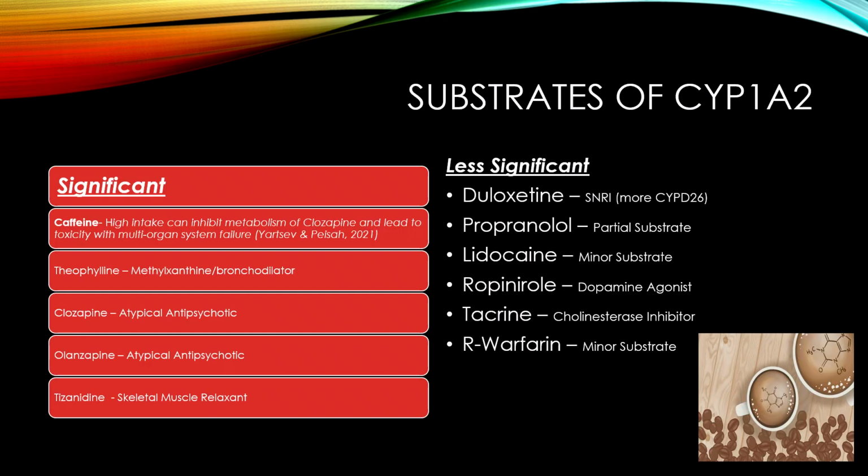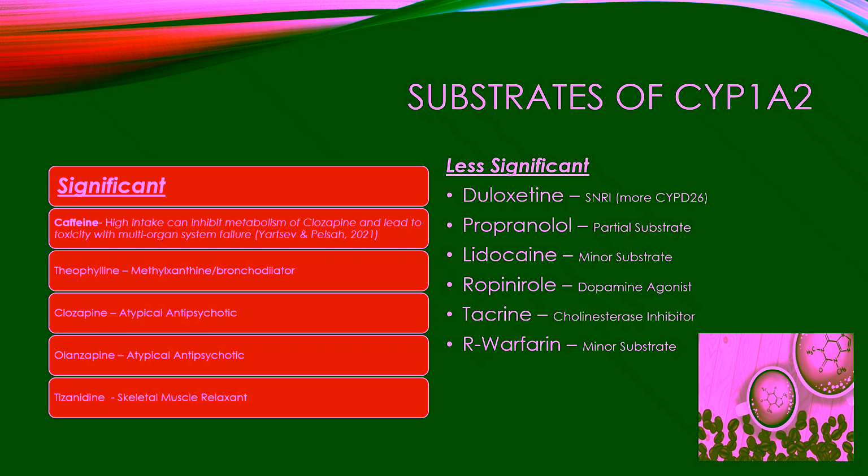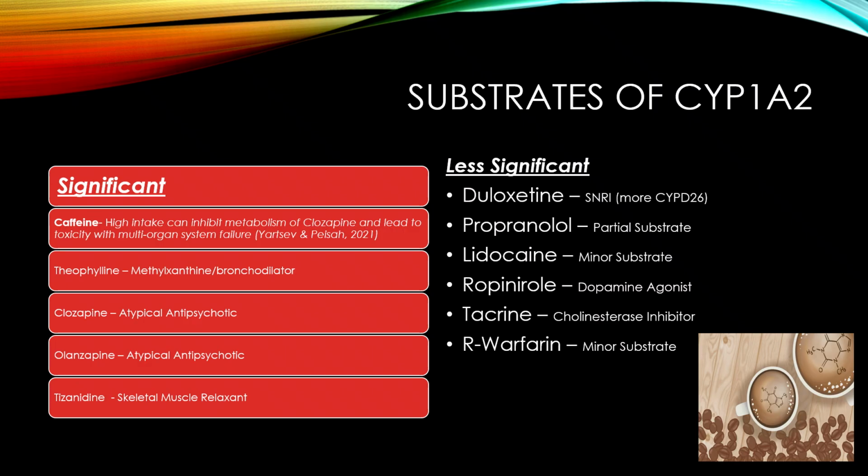So, substrates of CYP1A2. What is metabolized? Significant substrates include caffeine, but it should be noted with caffeine that high intake can inhibit metabolism of clozapine, the atypical antipsychotic, and lead to toxicity with multi-organ system failure. Theophylline, which is a bronchodilator often used in asthma patients. Clozapine, the atypical antipsychotic. Olanzapine, another atypical antipsychotic. And tizanidine, a skeletal muscle relaxant.